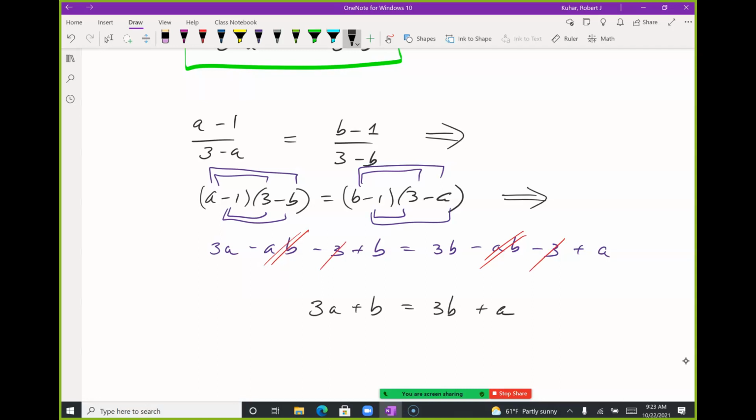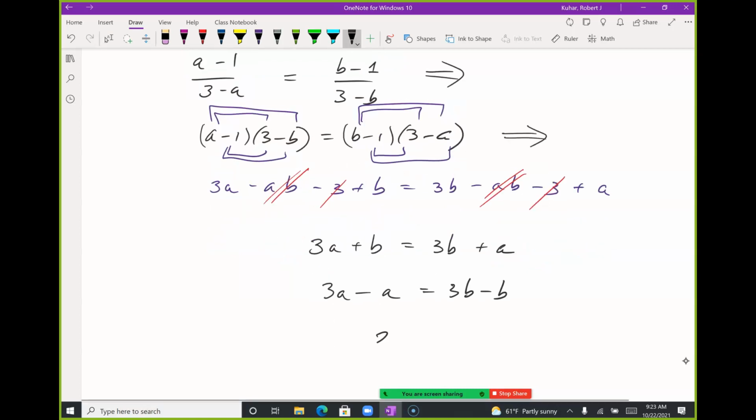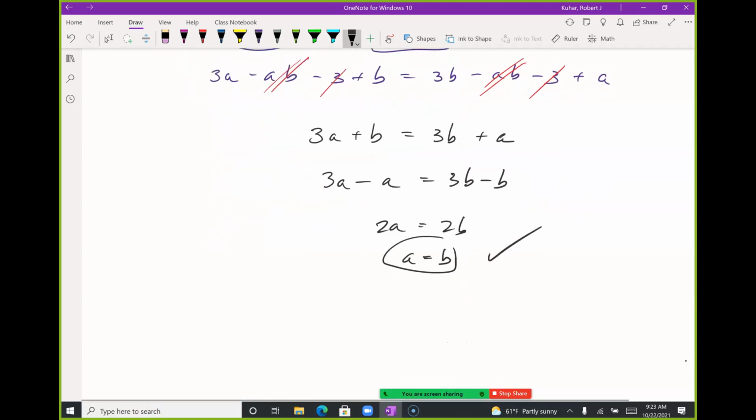And now I want to gather all my a terms on one side and all the b terms on the other, and I'm trying to minimize the number of negative signs. Not much I can do in this case. So I get 2a equals 2b, or divide by 2, I get a equals b. So f is 1 to 1.